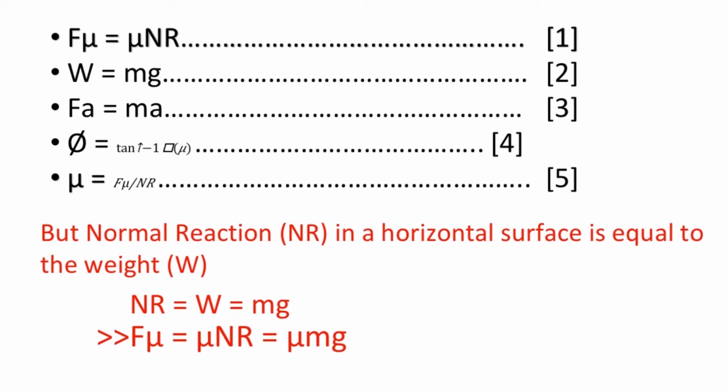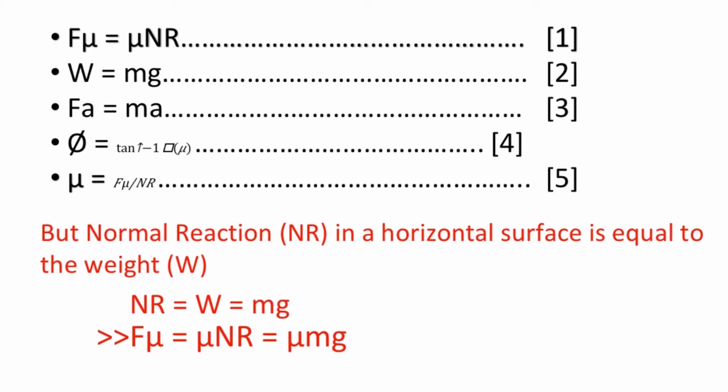Now, with regards to friction, these are the equations that we normally use, more particularly on horizontal surfaces. The first equation is the frictional force, F_friction equal to mu multiplied by the normal reaction. That mu is the coefficient of friction. So for you to calculate your frictional force, F_friction is equal to the coefficient of friction multiplied by the normal reaction.